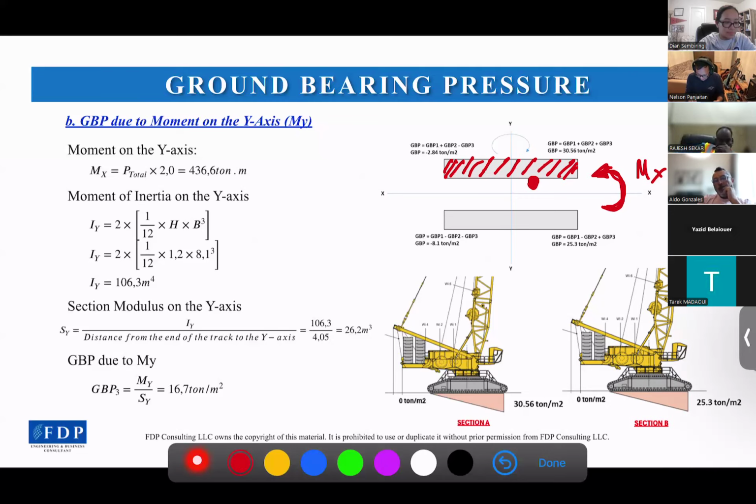Nelson explained this, Tarek. He said that negative means that the crane is losing contact. It's like there is no contact between the crane and the ground. That's why he put it as 0. There will be a static imbalance. When we get the negative pressure, it means a part of the crawler crane may lose contact with the ground.